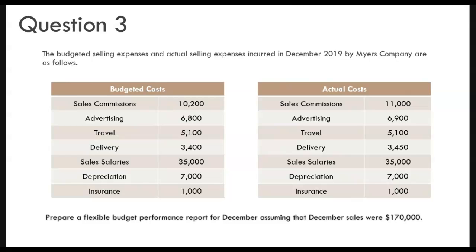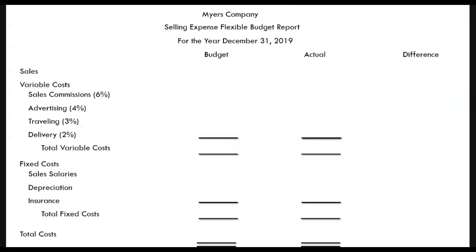So what we're going to do here is fill out this flexible budget performance report. You'll notice on the left side, it has our budget, and then we have the actual, and then over on the far right is the difference. So this is where we will figure out whether things are favorable or unfavorable. So we fill out all of our budgeted information. Again, our budget data and our actual data were given to us on that last slide.